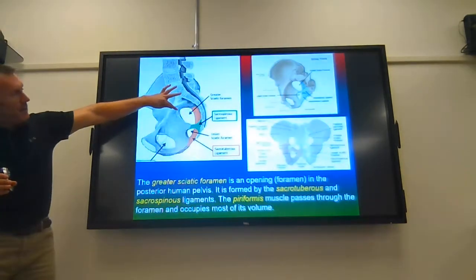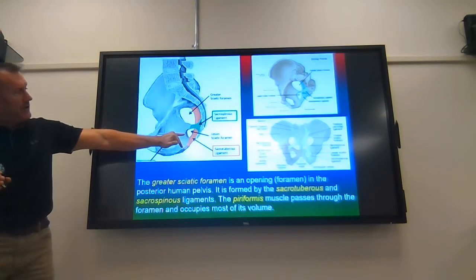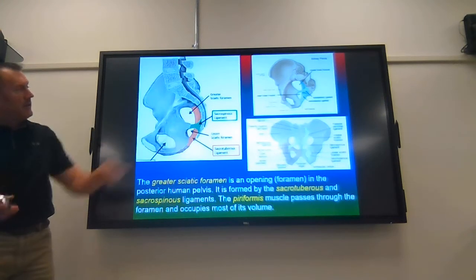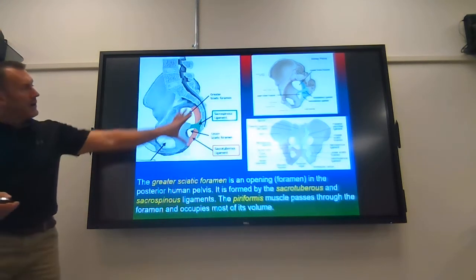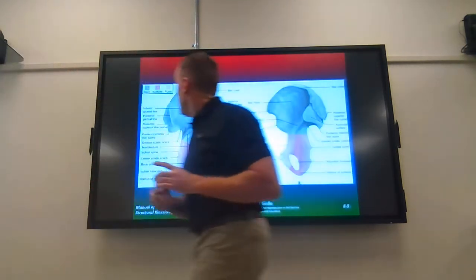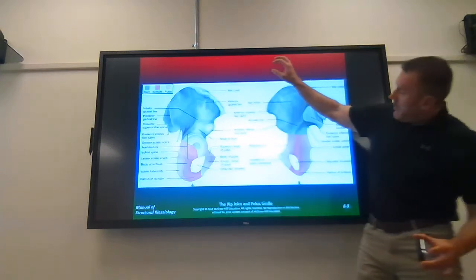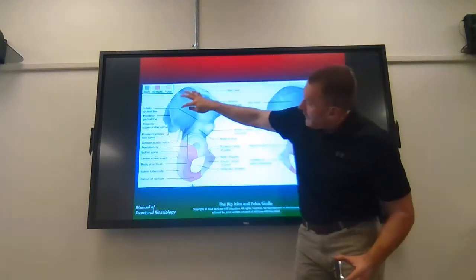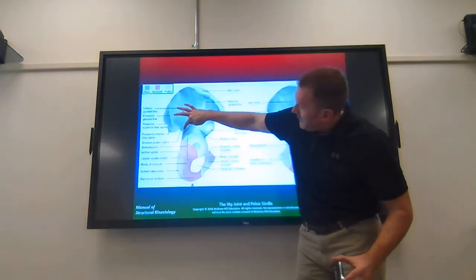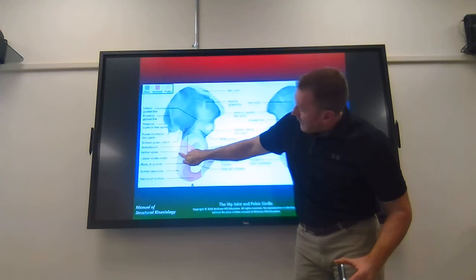This part right here represents what we call the greater sciatic notch. Down here we have what's called the lesser sciatic notch. If I was to go back, without the ligament pictures, you can see those two parts right here. This is the greater sciatic notch, and this is the lesser sciatic notch.